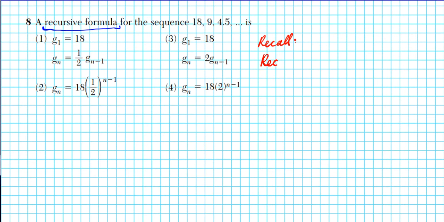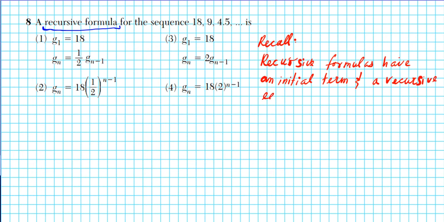Recursive formulas have an initial term and a recursive equation. So recursive formulas have two parts. They always have two parts: the initial term and a recursive equation, which is normally dependent on a term and its subsequent term, the term before it, its previous term.